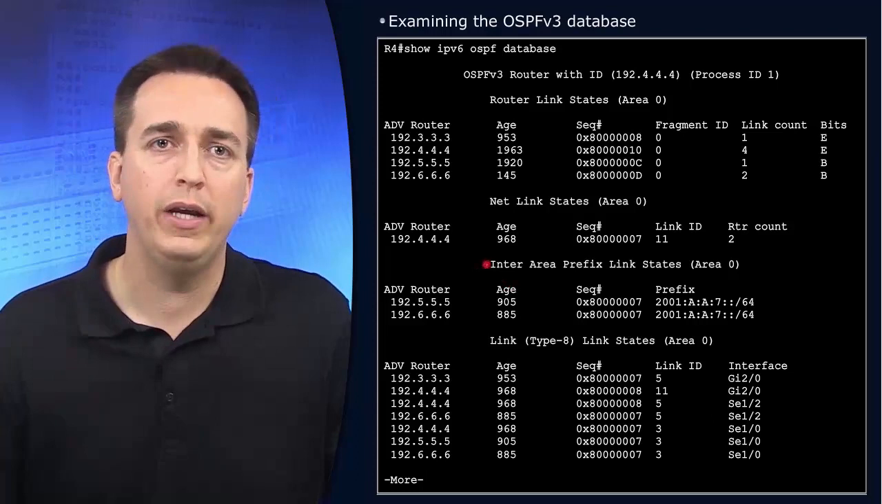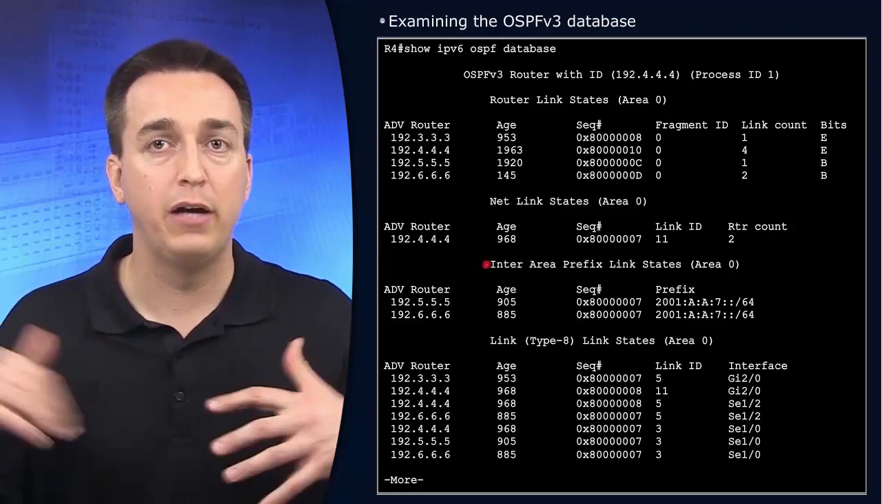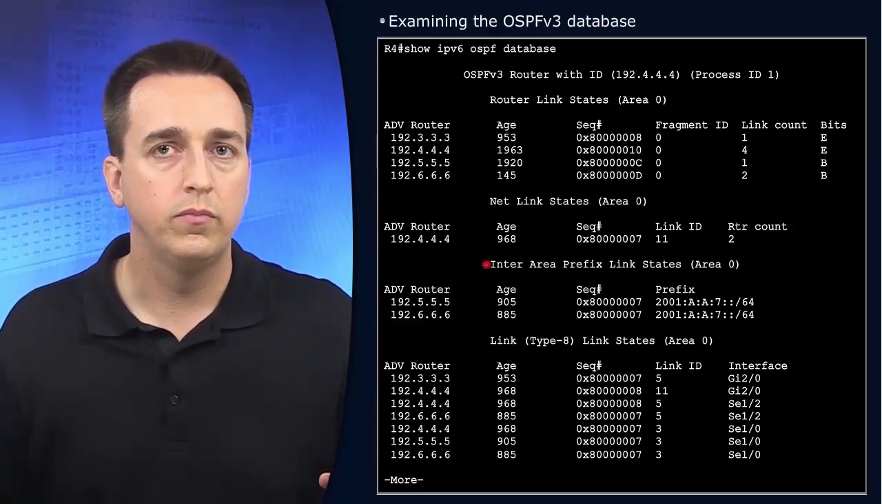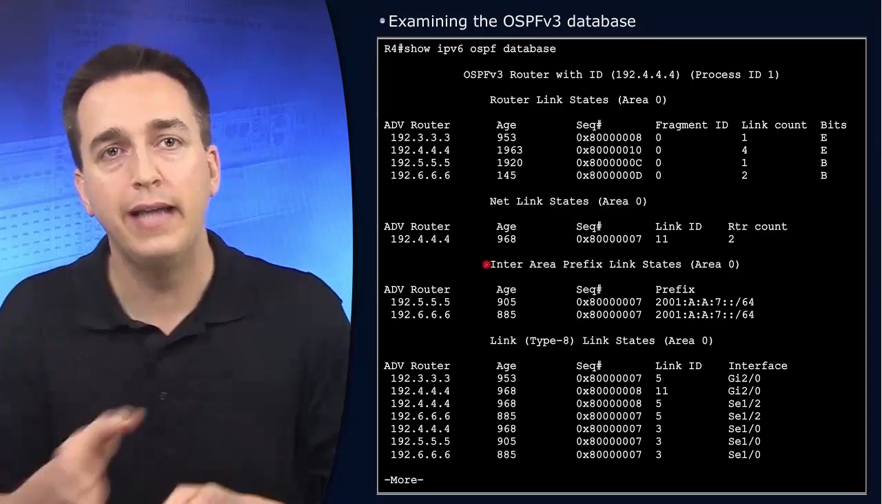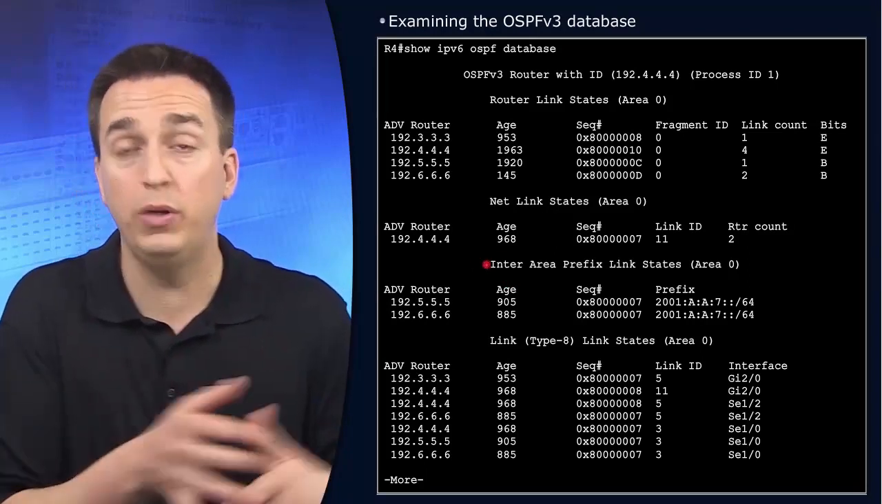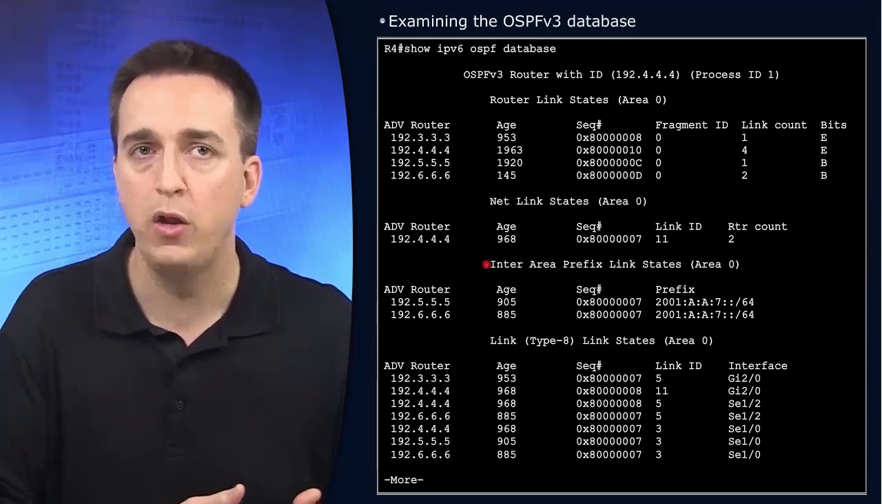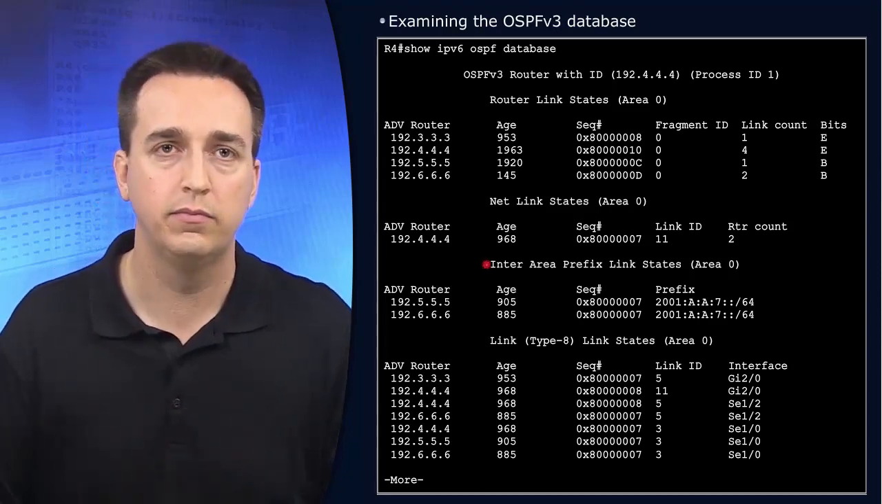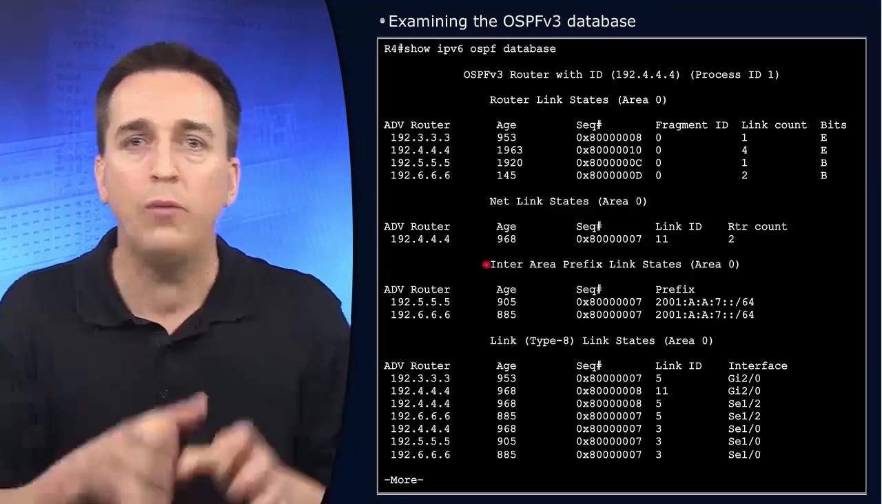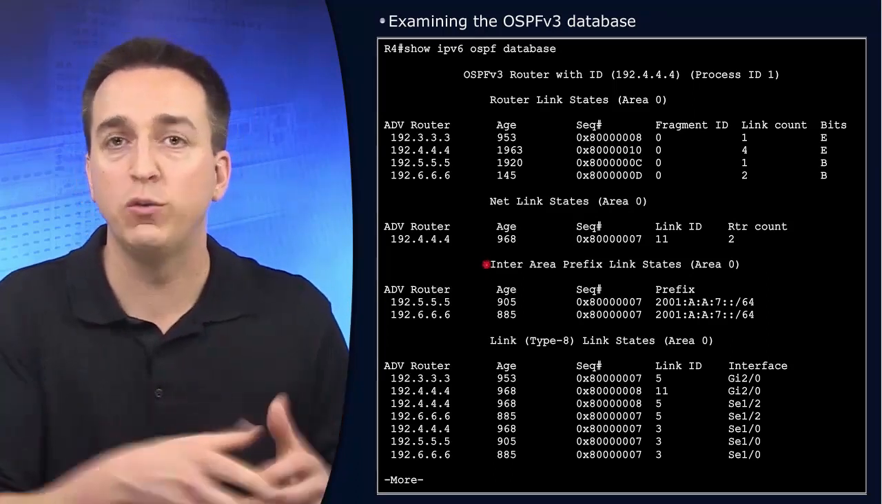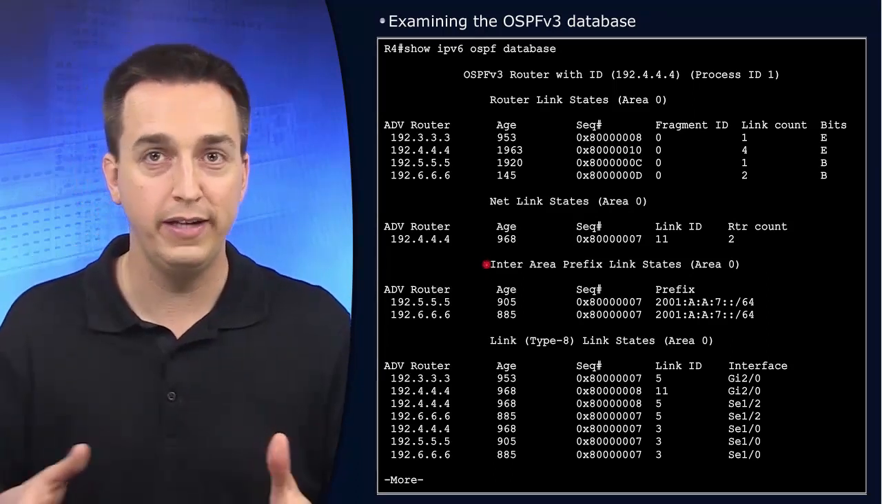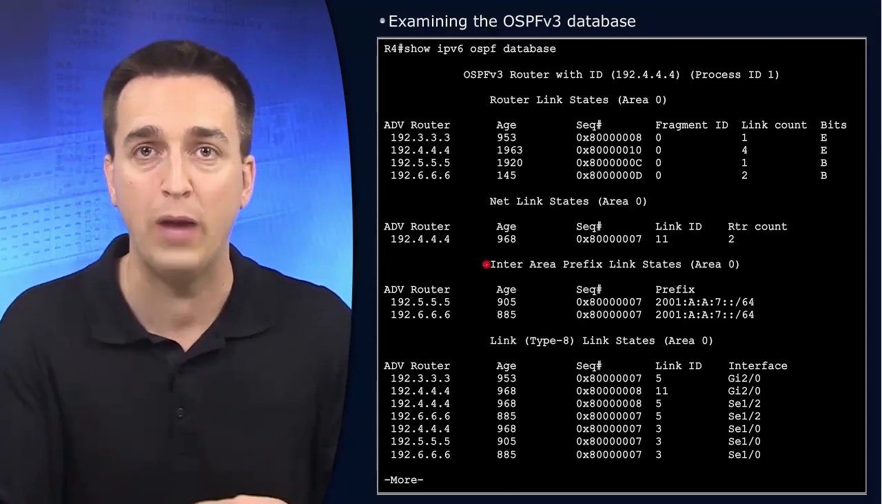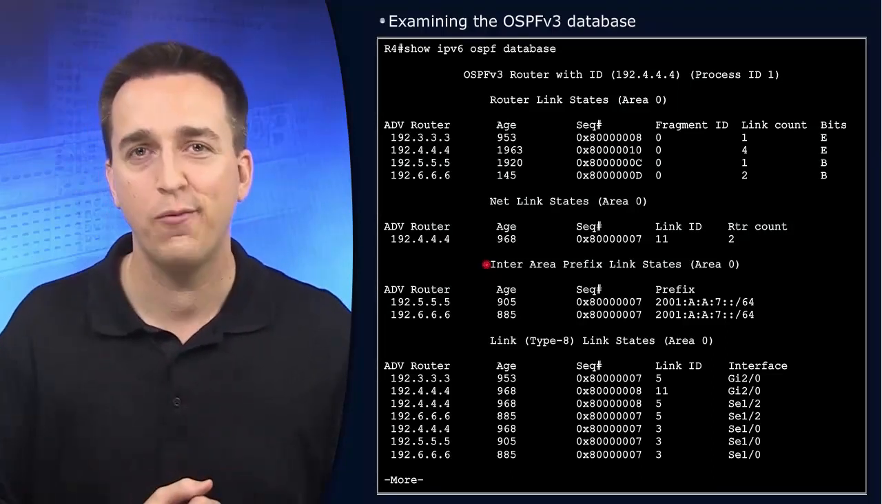But remember that we don't have complete visibility of the routers outside of our area. Why? Because the area border router tells us about the prefixes outside of our area through the use of inter-area prefix LSAs. So how do we know about the other routers in the other areas? We don't know about the other routers in the other areas. We only know how to get to the area border router that gets us to those destination networks.